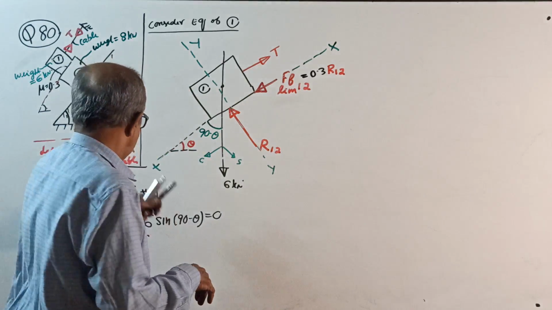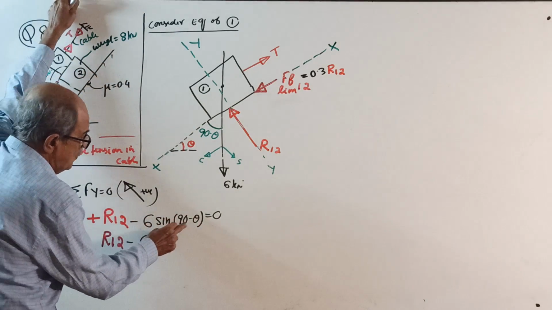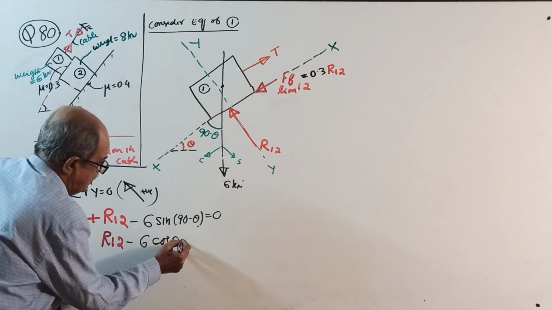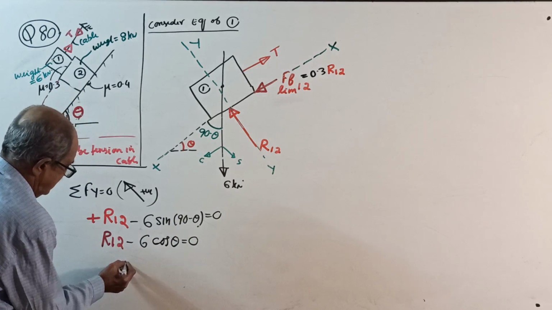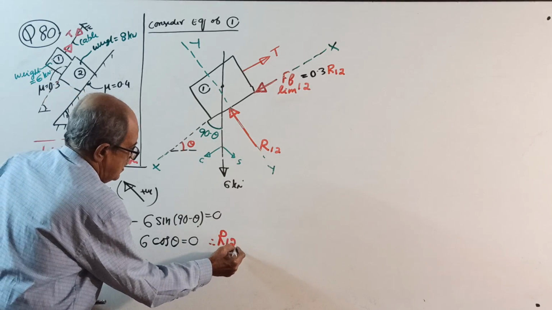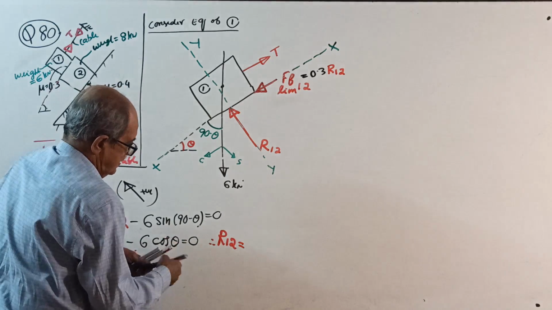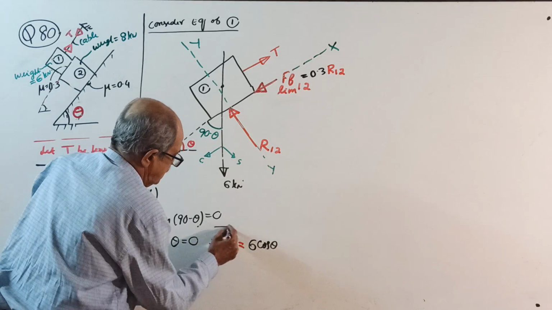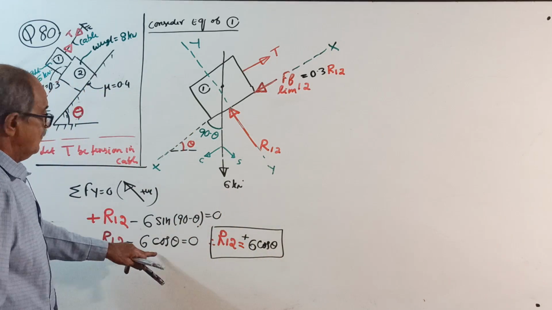Okay. R12 minus 6 into, you should know, sine of 90 minus theta is cos theta. That much common sense is required, equal to 0. Therefore, what you get, your R12 equal to 6 into cos theta. R12 is 6 into cos theta. See, be careful.